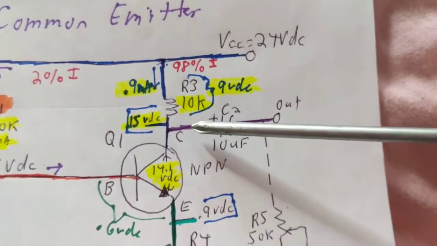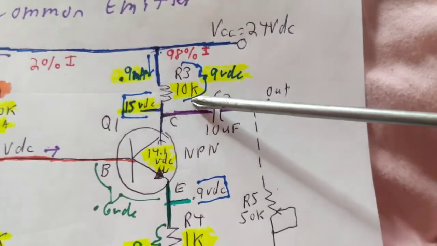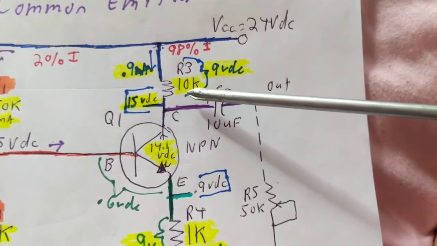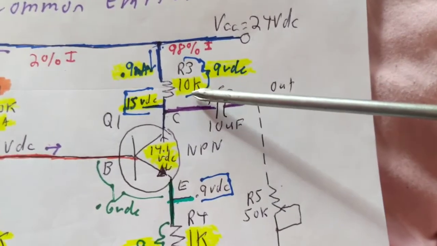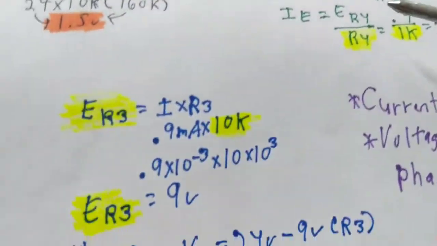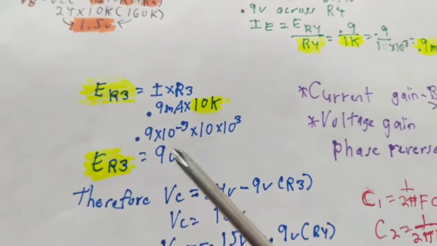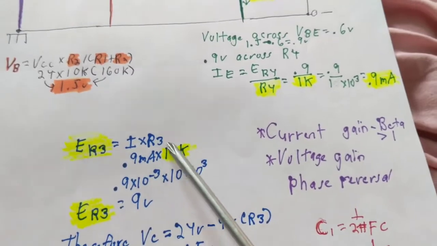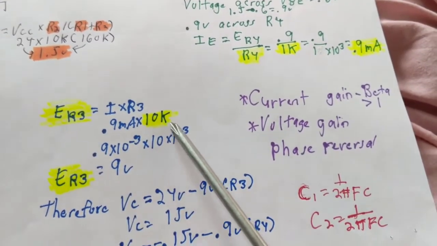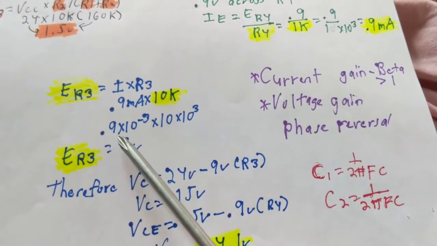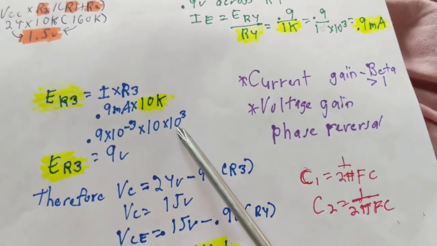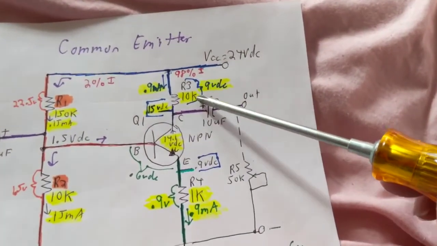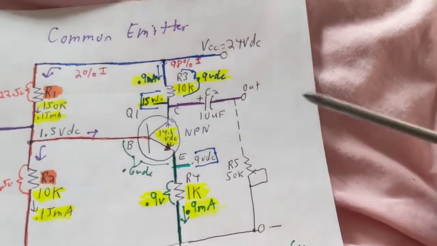They're similar. Therefore, 0.9 milliamps times 10K. We want to find out the voltage drop. Ohm's law tells us current times resistor. If you do scientific notation, V across R3 is I times R3, which is 0.9 times 10 to the minus 3 times 10 to the 3, giving us 9 volts. Therefore, the voltage across R3 is 9 volts, as you see I represent over here.